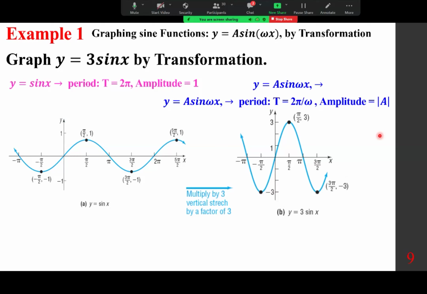So the effect is the domain doesn't change. The domain is still all real numbers. However, the range was from -1 to 1. Now it goes from -3 to 3. So it has an effect on the range, everybody.